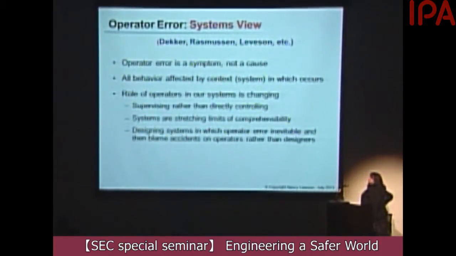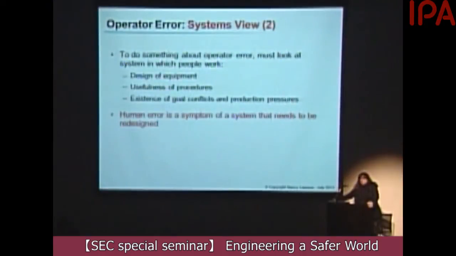The other thing that's happening is that the role of operators in our system is changing. They're no longer pushing buttons and reading gauges. They're supervising automation rather than directly controlling the system itself. A pilot in a new modern plane only flies the plane directly for a few minutes on any flight. Most of the time the automation is flying the plane, and the pilot is supervising the automation. But our systems are becoming so complex that the operators can't understand them. So we're designing, as I said, systems in which operator error is inevitable, and then we blame the accidents on the operators rather than the designers.